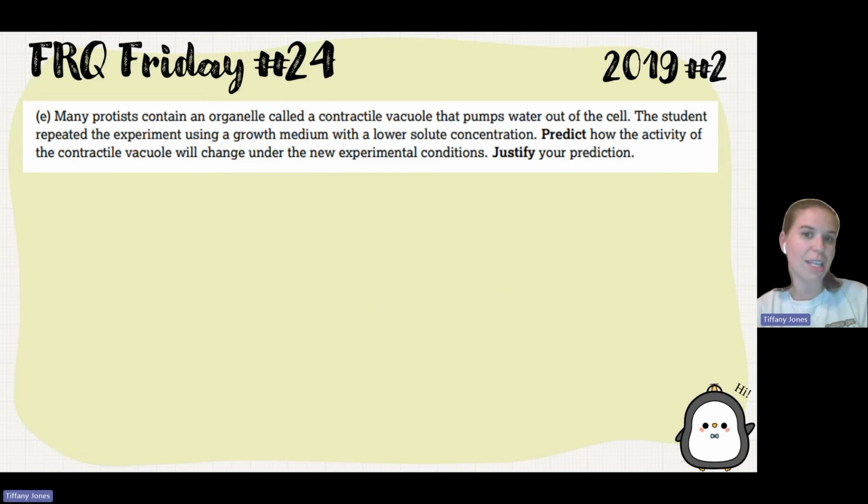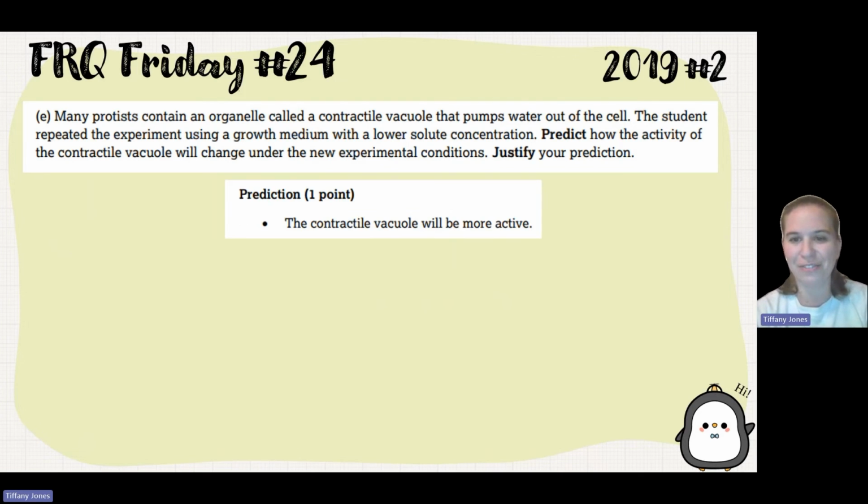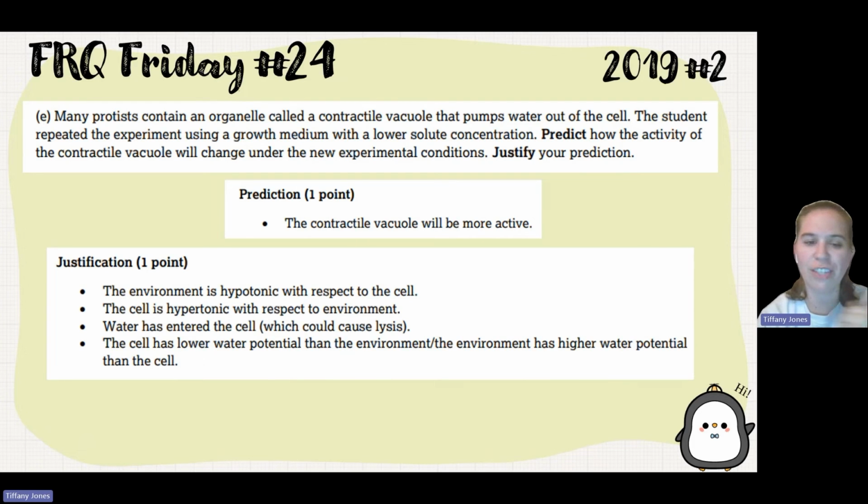If the water moves into the cell, it could potentially burst. But due to it having a contractile vacuole, it's going to pump that water back out. So I would predict that the activity is going to increase because I'm going to need to pump more water out as the water enters from the hypotonic environment into the hypertonic cell. And of course, the contractile vacuole will be more active. Answer justification: the environment is hypotonic with respect to the cell. The cell is hypertonic with respect to the environment. Water enters, or the cell has a lower water potential than the environment, or the environment has a higher water potential than the cell.